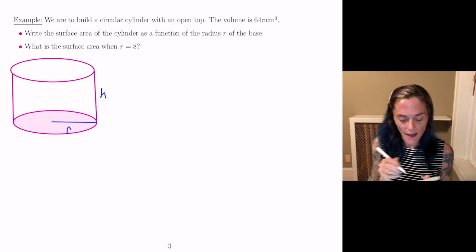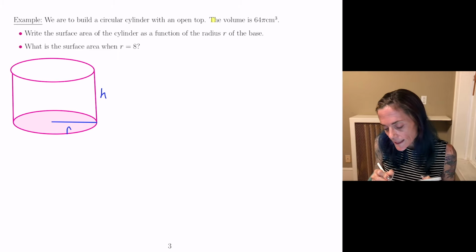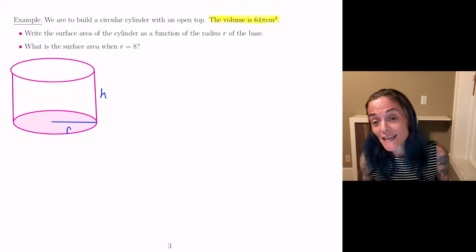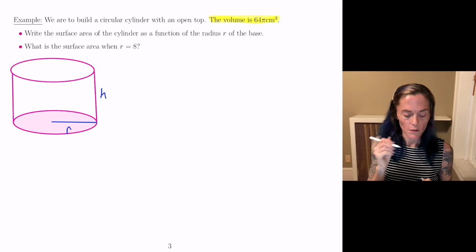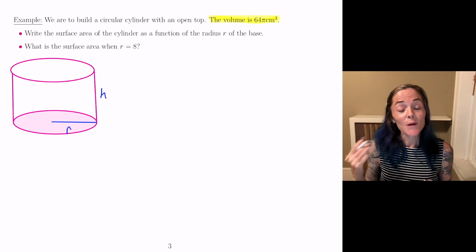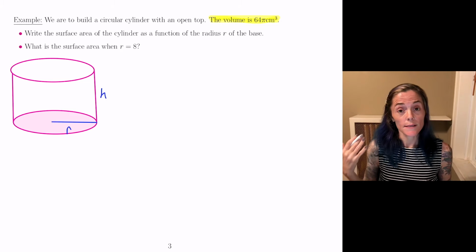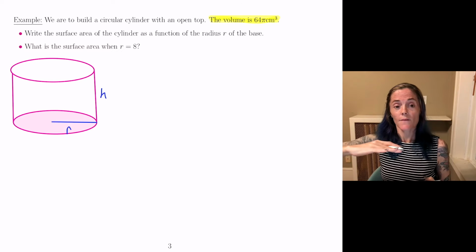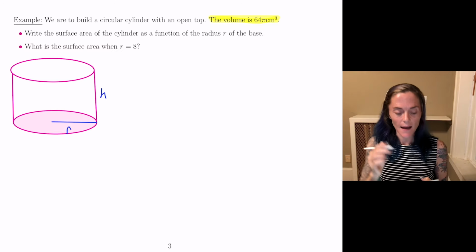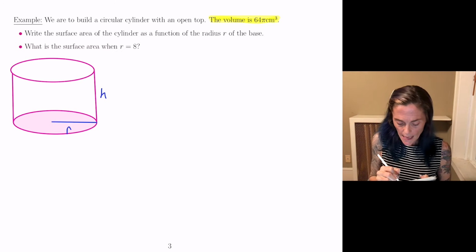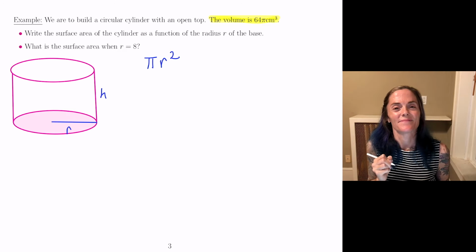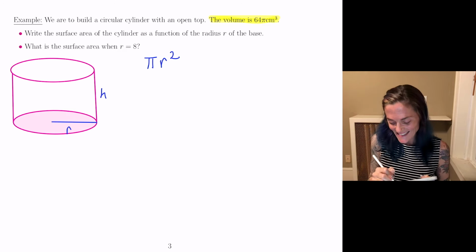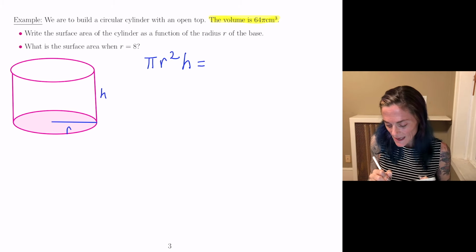Well, and then we will evaluate. So we need to use this. This will give us an equation relating r and h. Well, how do we get the volume of a circular cylinder? You take area of the base times the height. So the area of the base is pi r squared. Multiply by the height. This will be 64 pi.